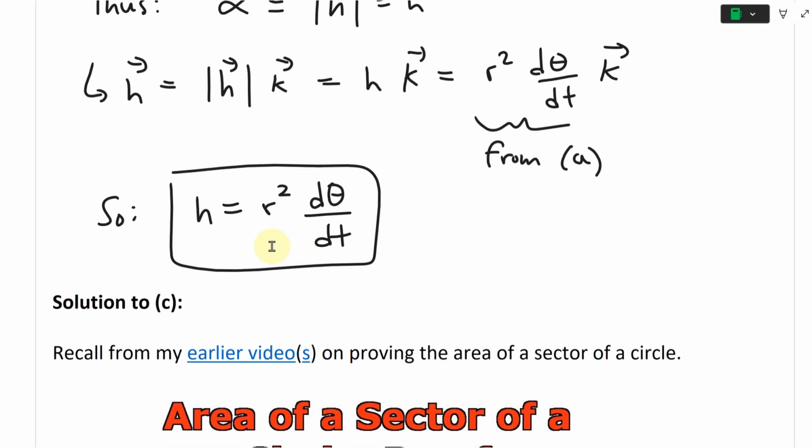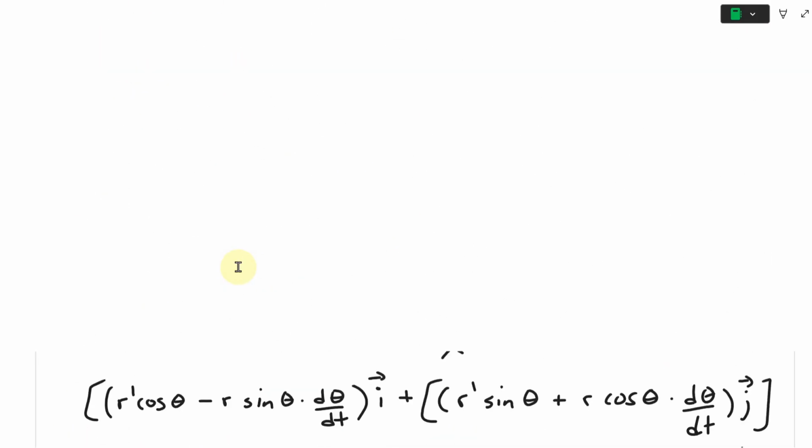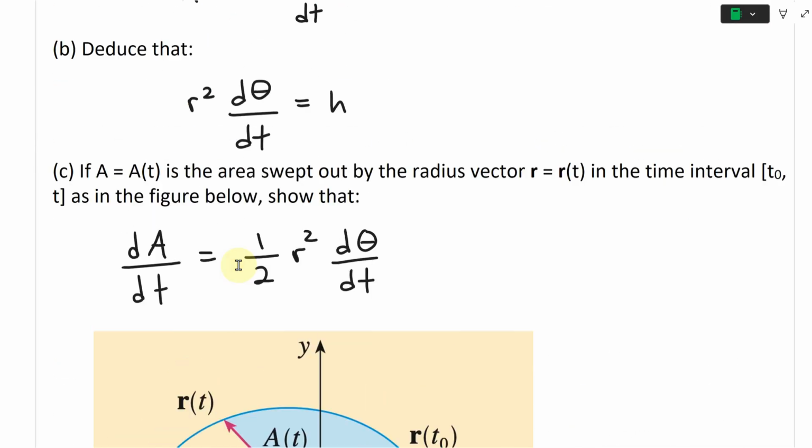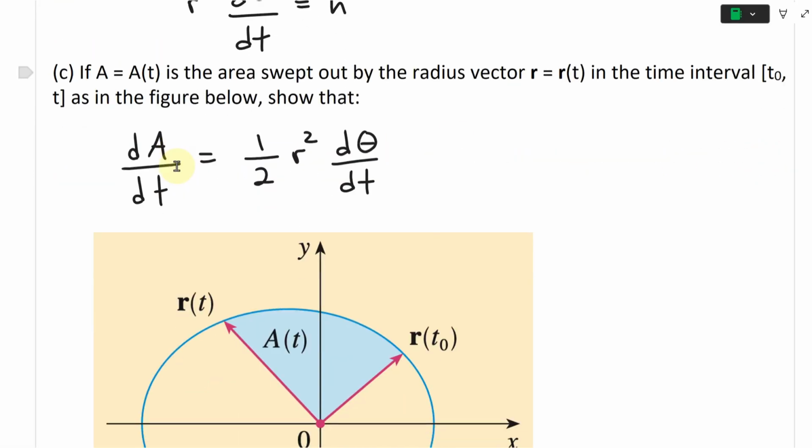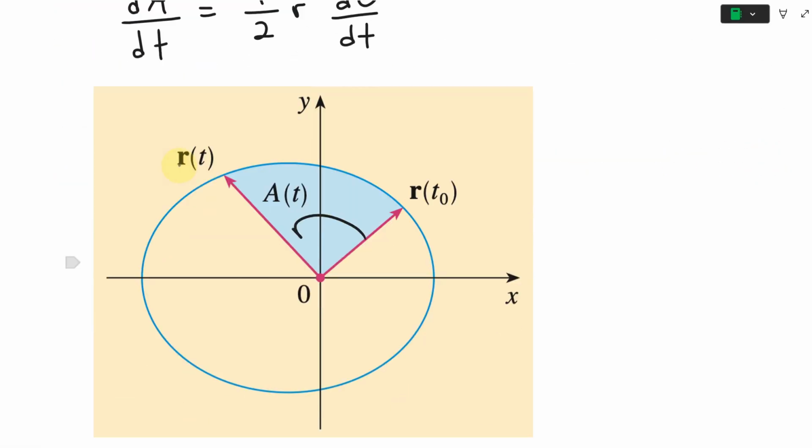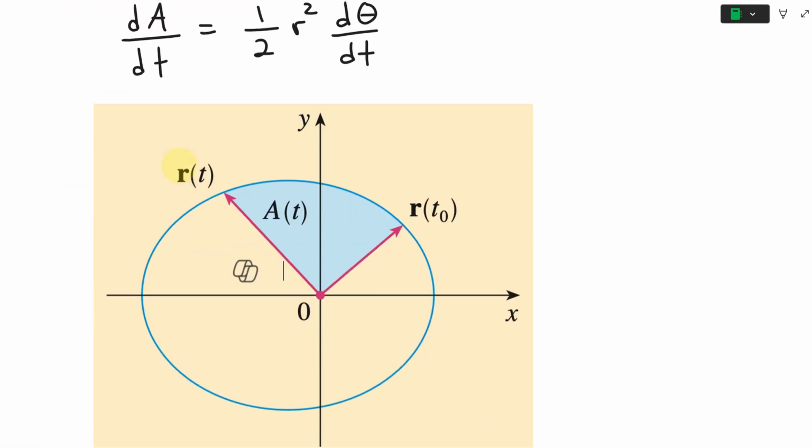So now let's take a look at the solution to part C. Let's scroll back up to part C, what is asked. If A equals A of t, the function of t, is the area swept out by the radius vector r equals r of t in the time interval t naught to t, as in the figure below. So it goes from t naught all the way to t there.